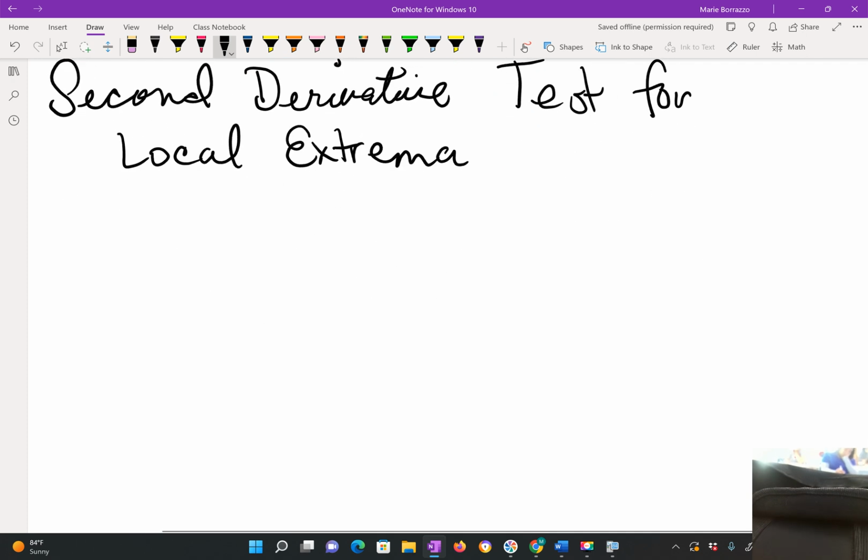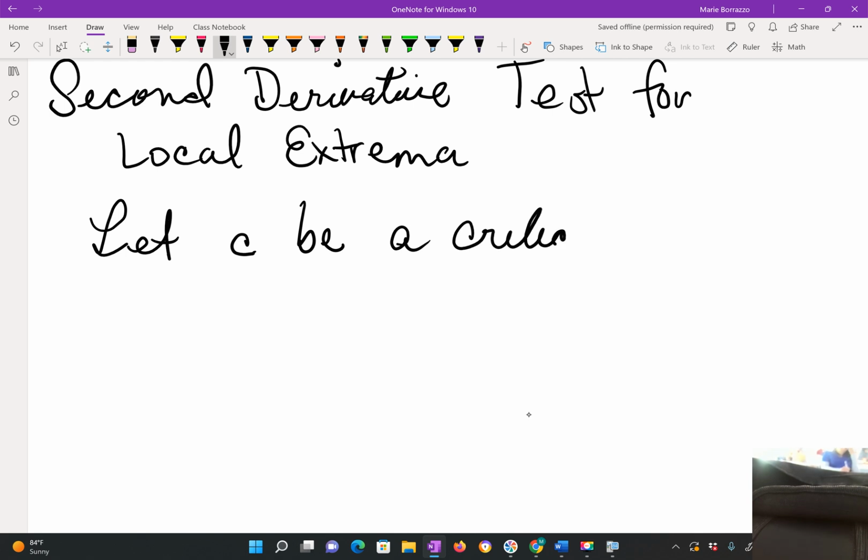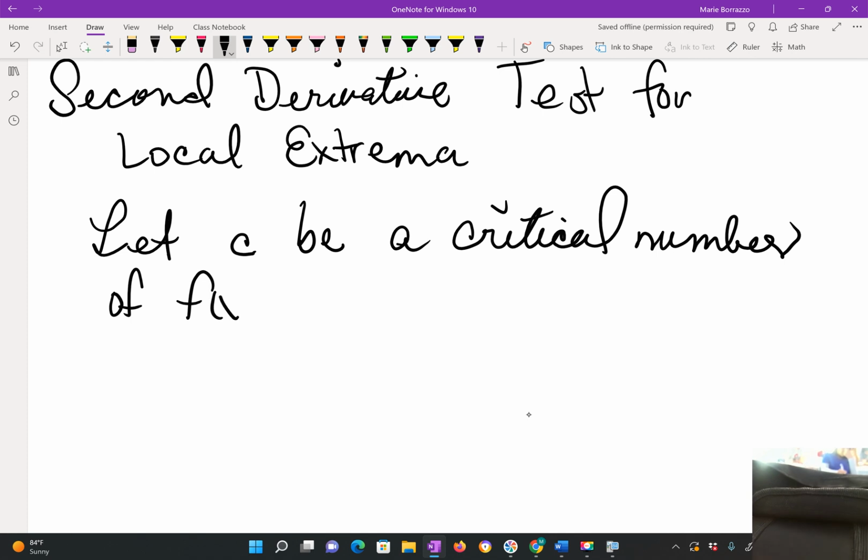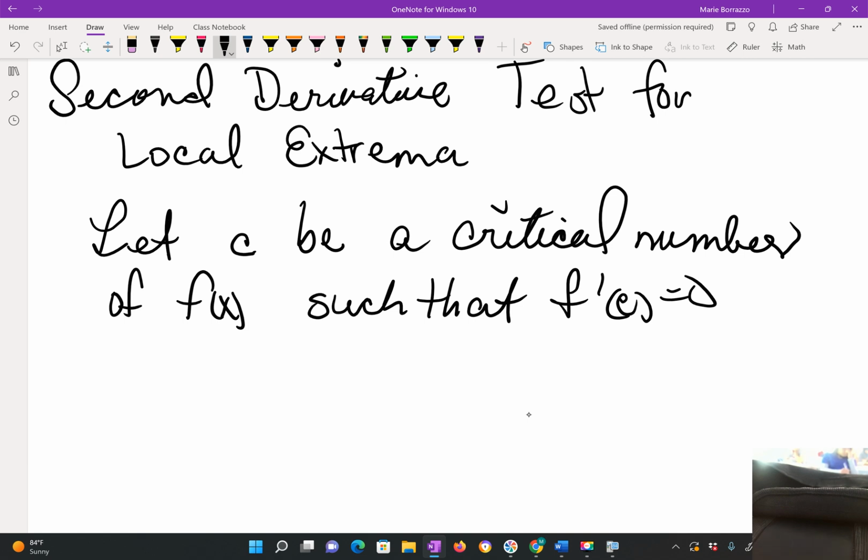So they're basically saying let C be a critical number of f of x such that the first derivative of C is equal to 0.